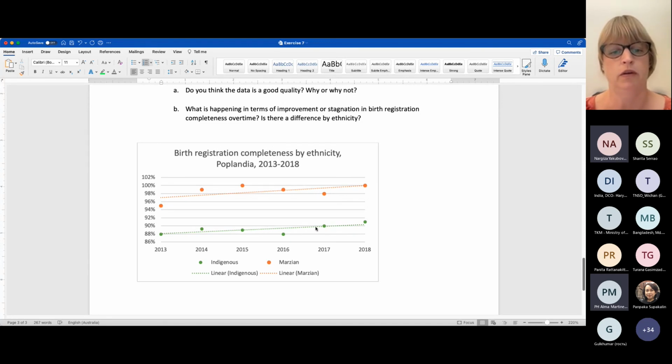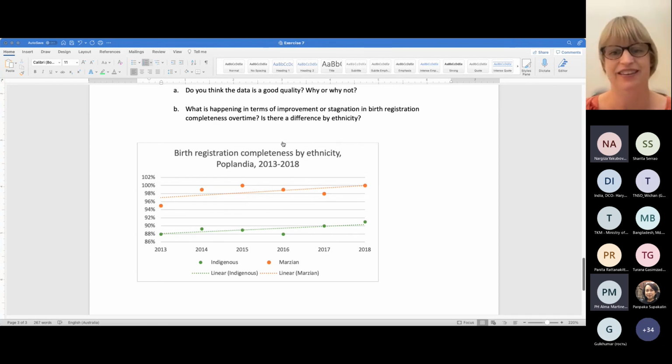So what you would want to do is use something like this to advocate for more interventions and more targeted policies and resources to support the Indigenous population to register their vital events, so that we see better and greater improvement over time. We're now up to 18 yeses.